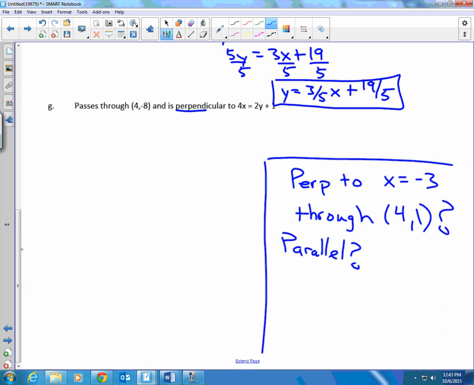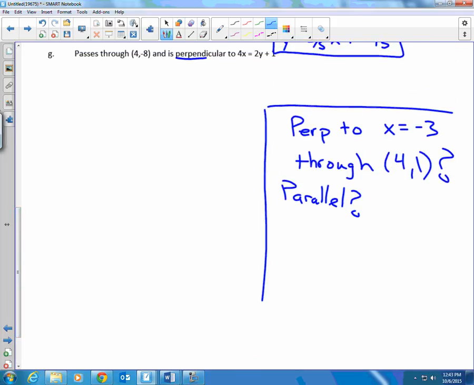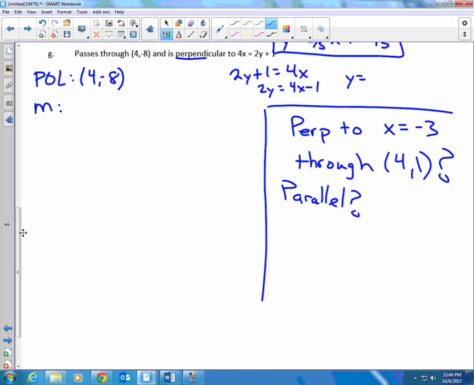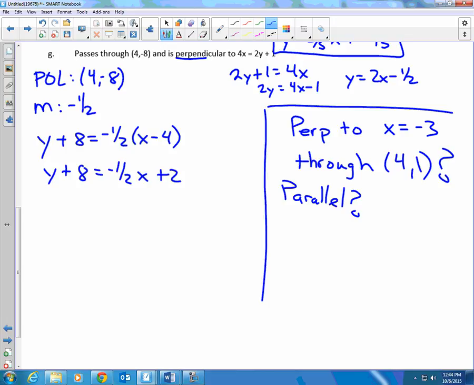All right, couple more. Letter G. Passes through (4, -8). So my point on my line is (4, -8). And it says it's perpendicular to 4x equals 2y plus 1, or 2y plus 1 is equal to 4x. So what do I do? Solve for y. 2y equals 4x minus 1. Divide by 2. y is 2x minus a half. So the slope of that line is 2. What's the slope of the line perpendicular to it? -1/2. y equals -1/2 x minus 6.